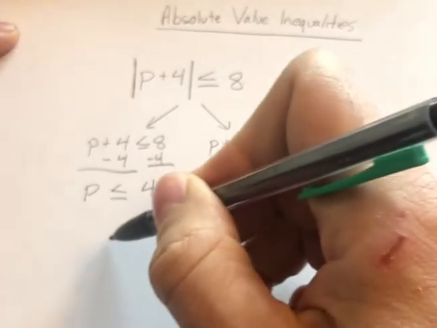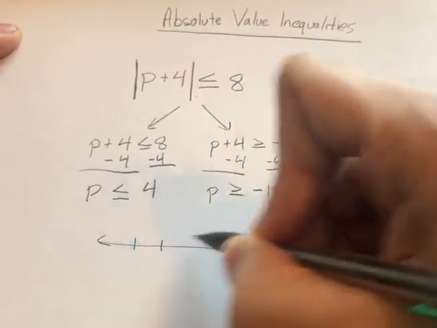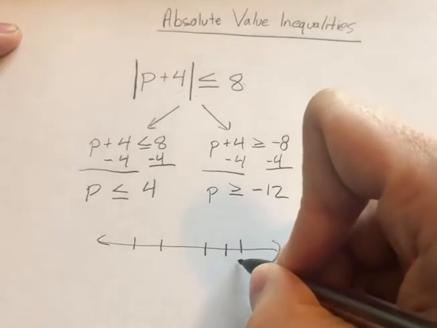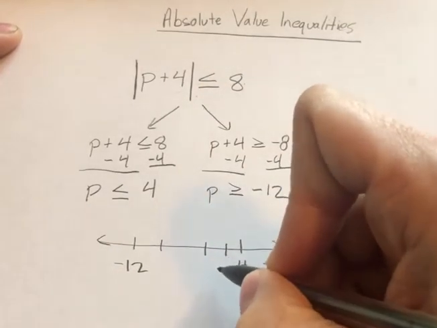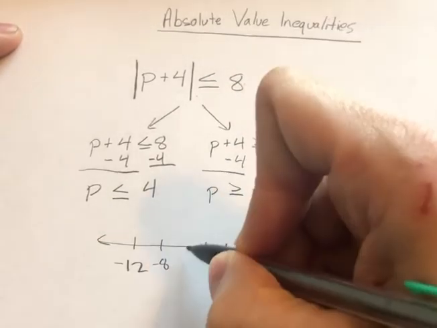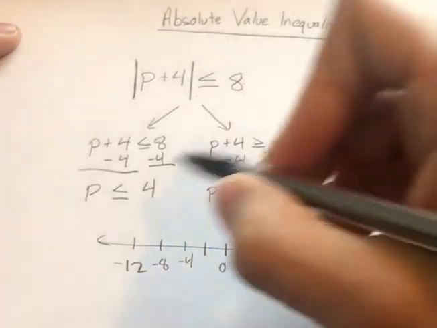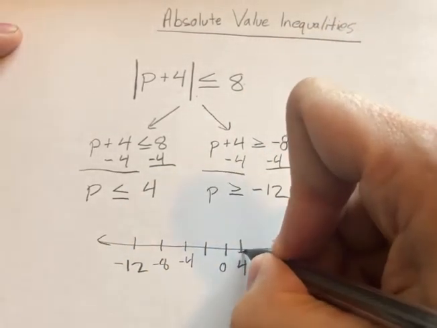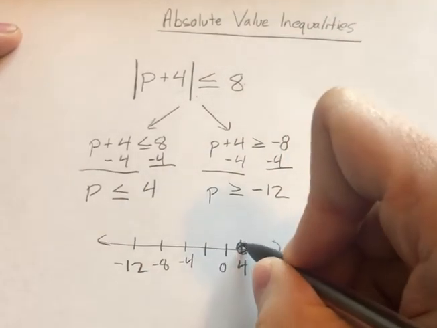I would draw my number line out. Ooh, those are some bad arrows. Put some dashes on it. We'll just have 4 over here, negative 12 over here. We'll put like a 0 here, a negative 8, whatever, maybe a negative 4. We'll put a circle on the 4 because that's the number, shaded in because there's the line under it.